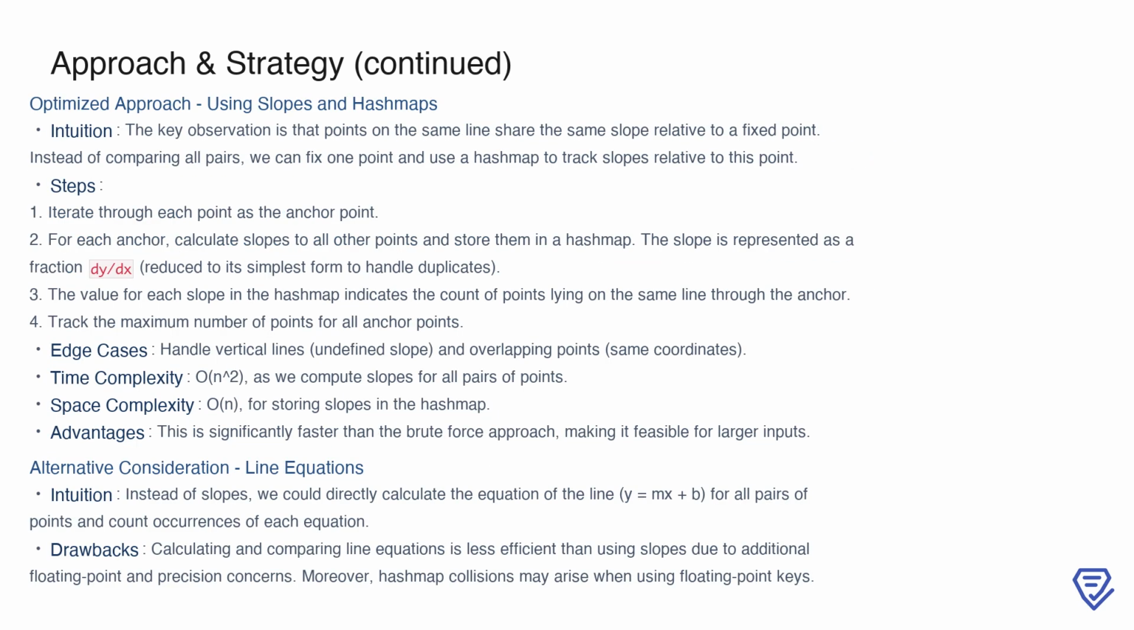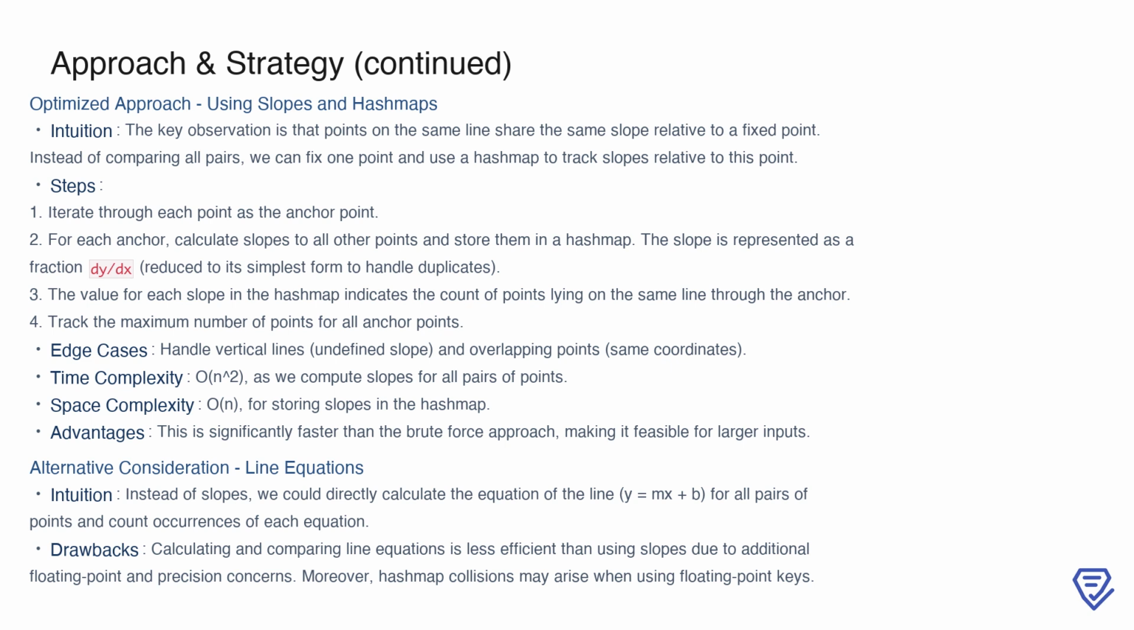To address the inefficiency of the brute force method, we turn to an optimized approach that leverages slopes and hash maps. The key insight here is that points lying on the same line share the same slope relative to a fixed anchor point. Instead of checking all pairs, we can fix one point at a time and calculate the slopes of lines connecting this anchor point to all other points. By storing these slopes in a hash map, where the keys are the slopes and the values are the counts of points, we can efficiently determine the number of points that lie on the same line for each anchor.